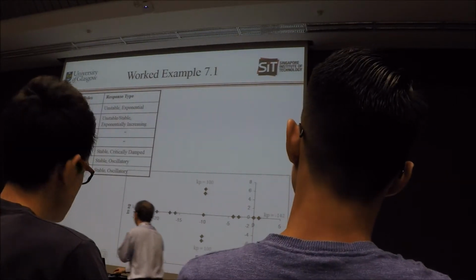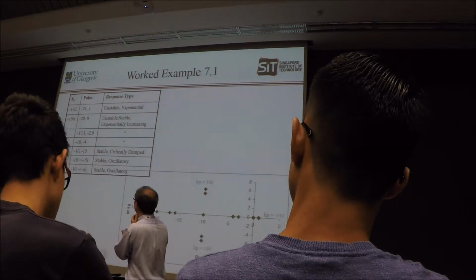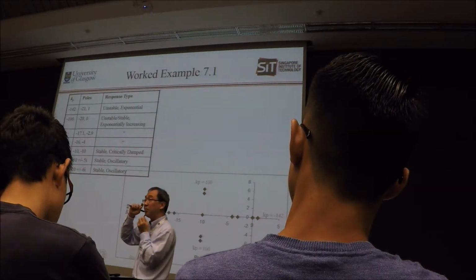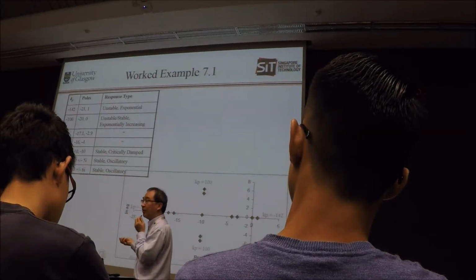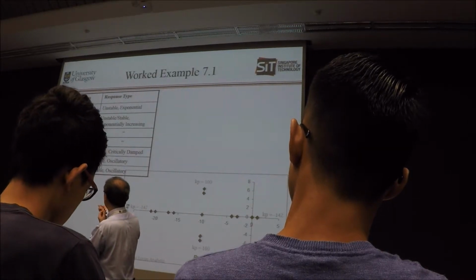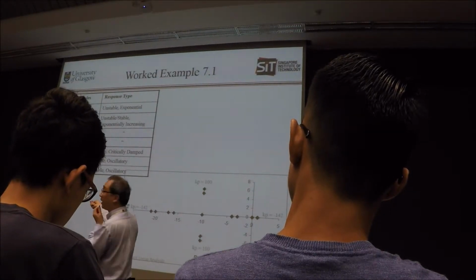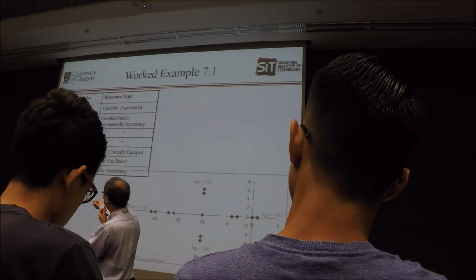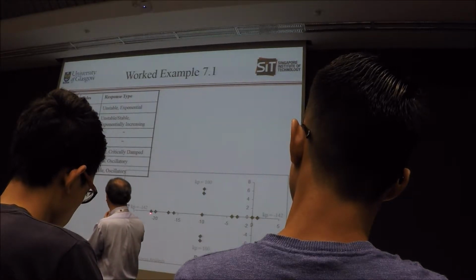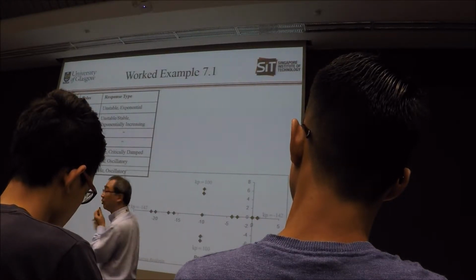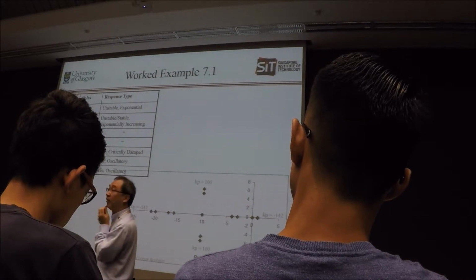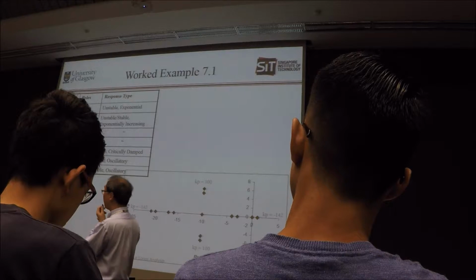Nevertheless, these are the values that you need to put in to solve it. If you take a look, starting out when Kp is minus 142, you have one pole at minus 21 and one pole at 1. So you have a pole in the right half plane. System unstable, exponentially increasing response.